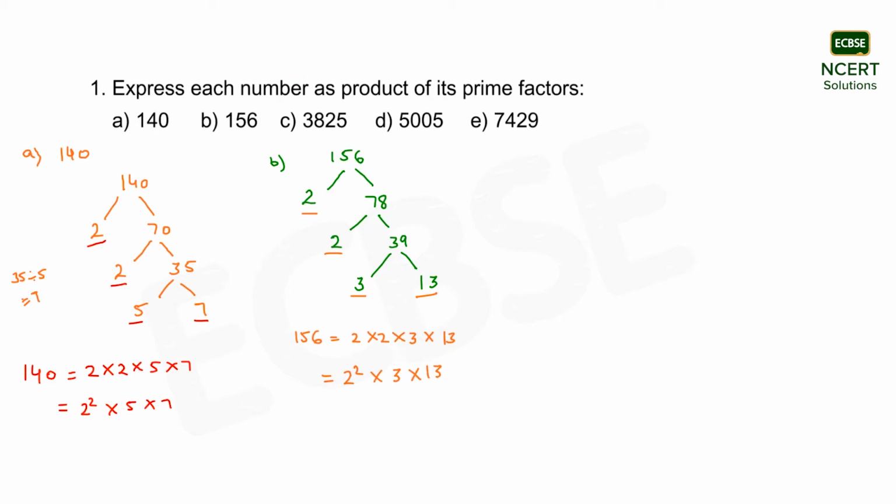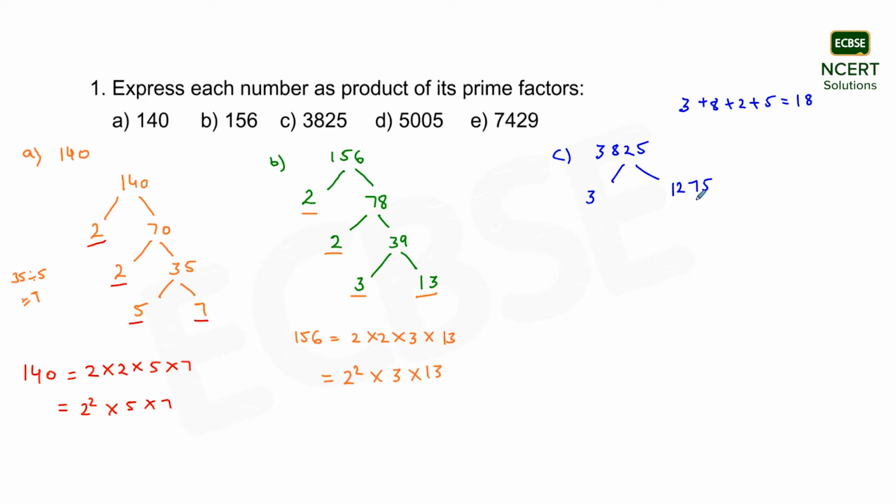Right? Now coming to the C part, the number being provided is 3825. Clearly the number is not an even number, so we cannot take the prime factor 2 out from this number. But the number 3825 is divisible by 3, because the sum of 3 plus 8 plus 2 plus 5 is equal to 18. So if I take the prime factor 3 out, I'll be left with 1275.